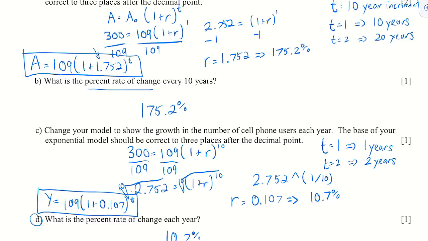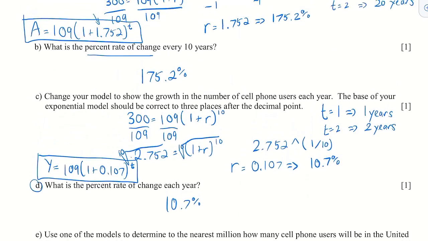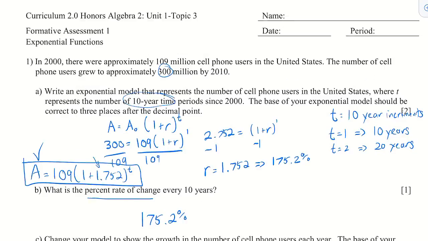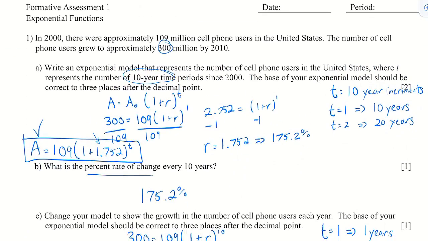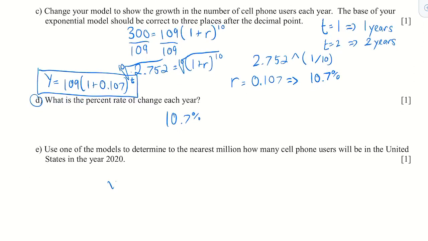Okay, so then moving on to the next one, it says, use one of the models to determine to the nearest million how many cell phone users will be in the United States in 2020. You can use whatever model you want. The only difference here is if you're using this model, remember that it's going up by 10. So if this is from 2000, then we would use 2 here, because it's 20 years later. Or if we were using this model, we're going to say it's going to be 20. So we're going to say y equals 109 parentheses 1 plus.